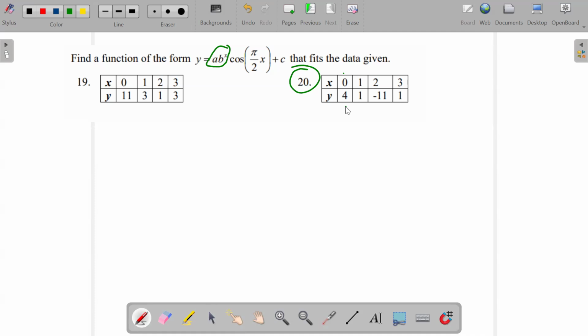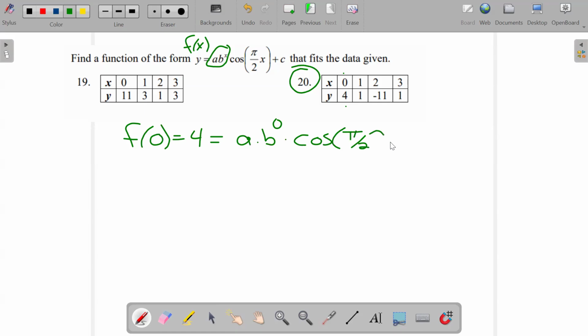So I'm going to call this f of x. And so the first point says that f of 0 is 4. And if we plug in 0, we'll get a times b to the 0 times the cosine of pi over 2x. Oh, x is 0. Plus c.